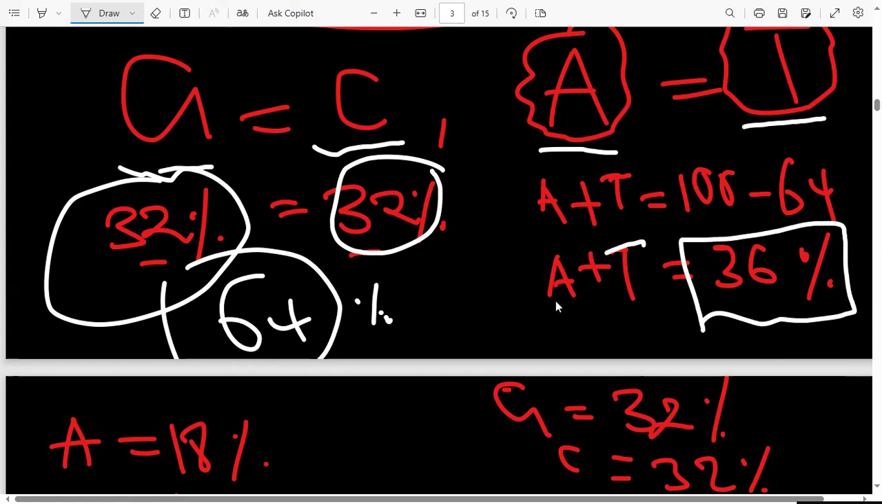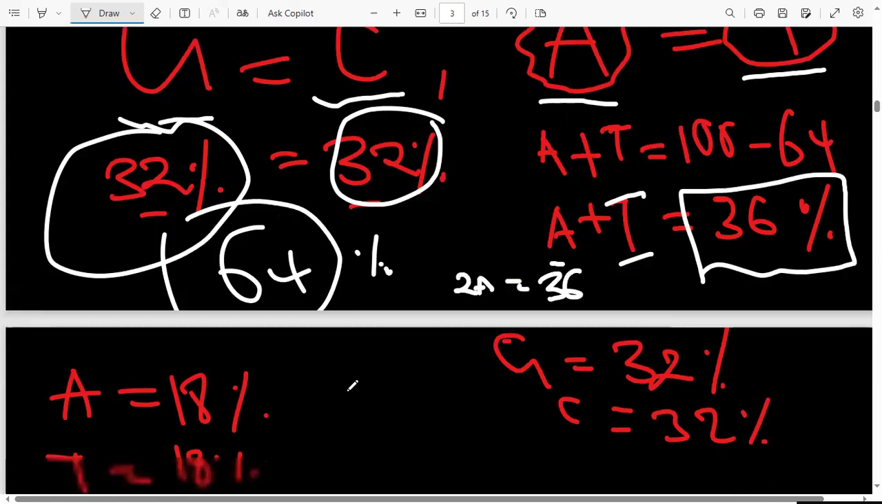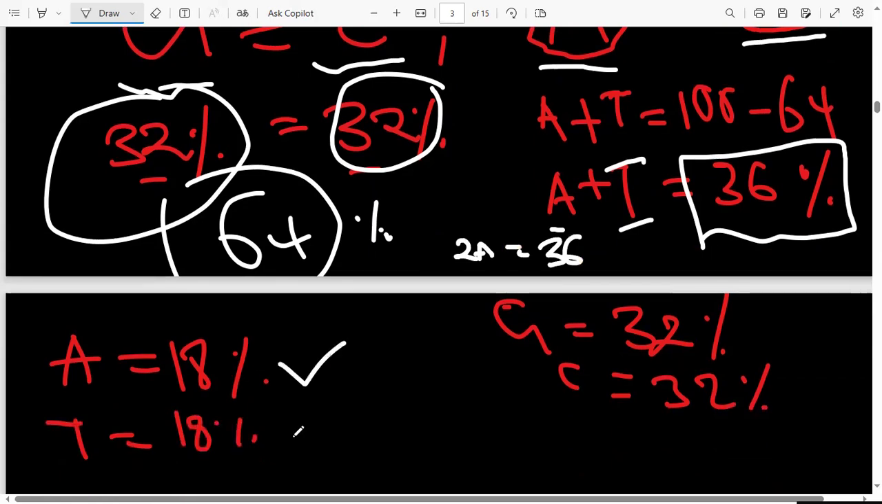Now, by Chargaff's rules, we also know that the adenine is equal to thymine. So if adenine is equal to thymine, it's the same as putting A where there's T here. We're going to have 2A, and this 2A equals 36. Then we divide both sides by 2 and we get 18 there. And for the thymine, we also get what? 18. So that's how we got the 18 there.